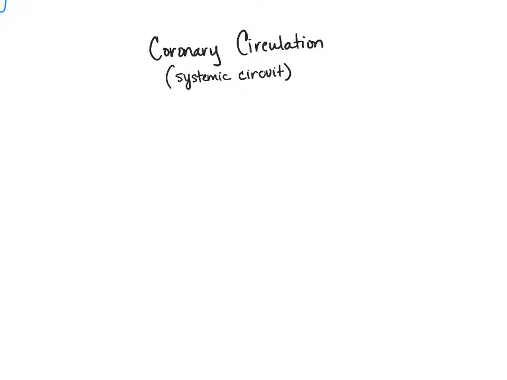Circulation for the heart is called coronary circulation. So coronary circulation is actually part of the systemic circuit. Now, we didn't talk about it in the systemic circuit because we were more concerned with getting out to all of the tissues, but one of those tissues is actually the heart itself.